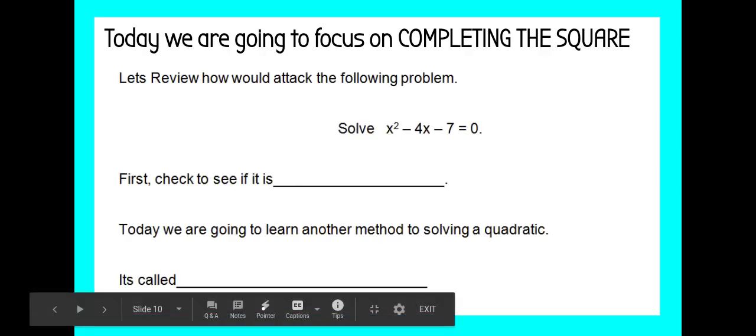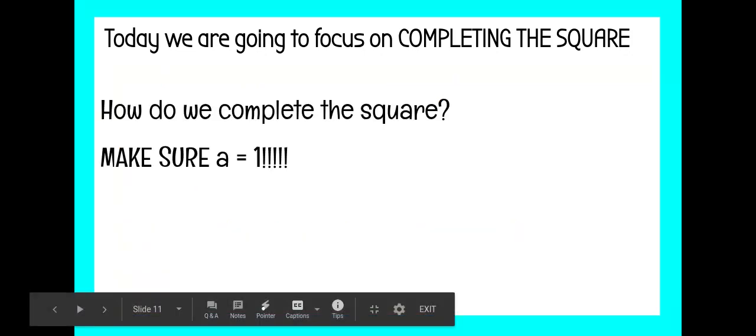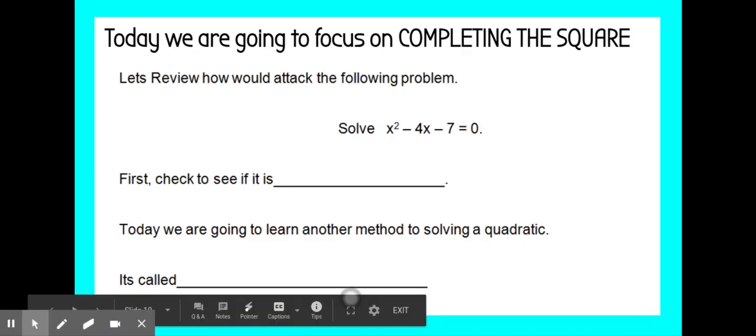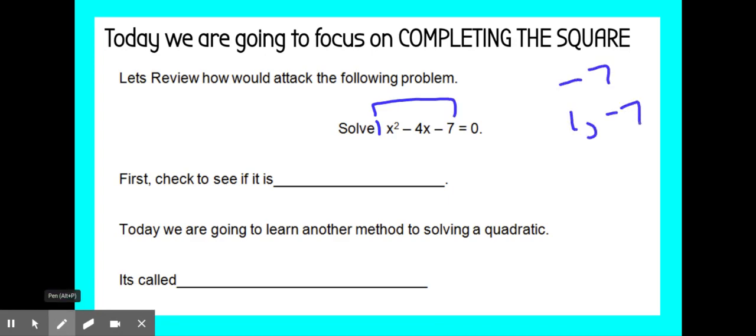So first of all, let's just start off with the top of our packet. This is where you guys are going to start notes. It says let's review how we would attack this problem. So first, our goal is to see if this is factorable. To see if it's factorable, we're going to multiply 1 times -7, and we're going to put our factors of -7, and we're going to see which ones give us a -4. Well, neither of them do. They both give us a +6 or a -6. So we can't find two numbers here. So we check to see if it's factorable.